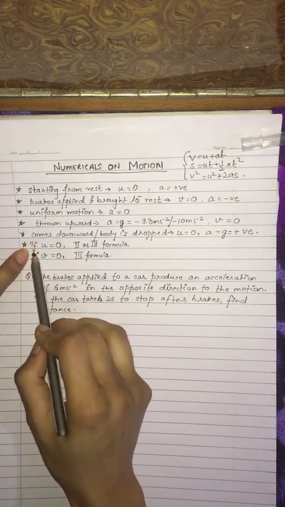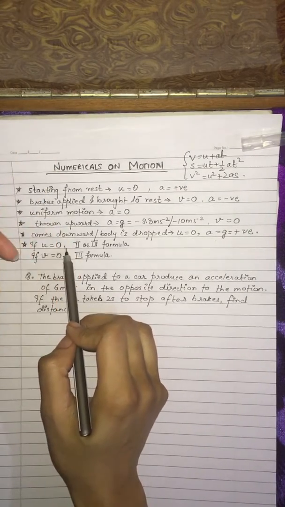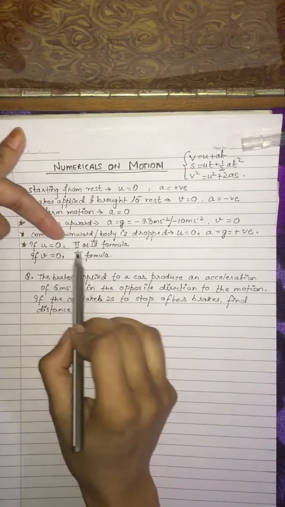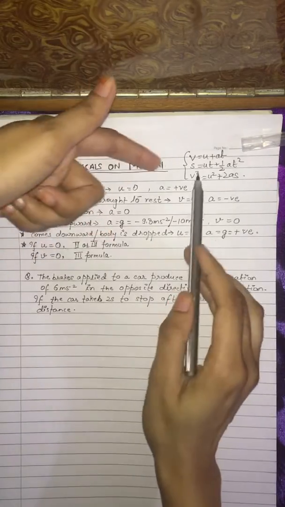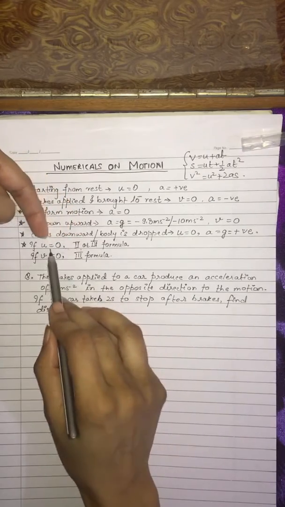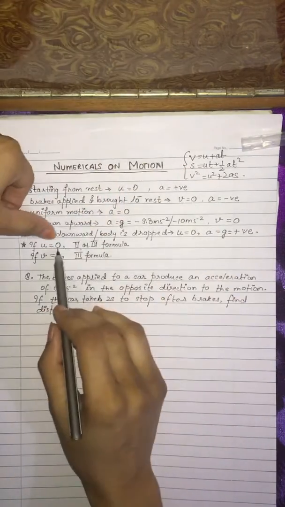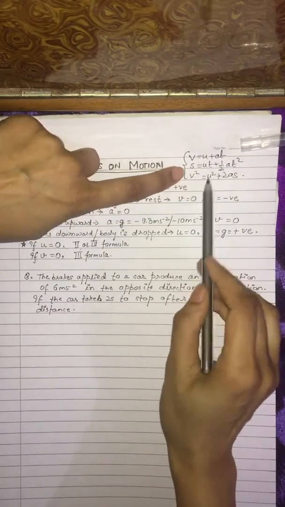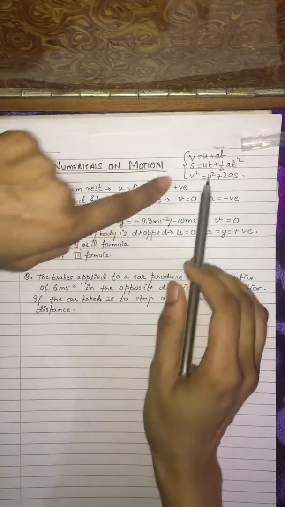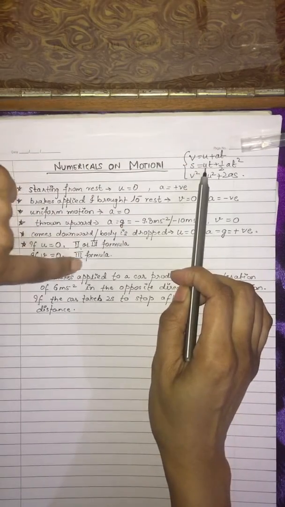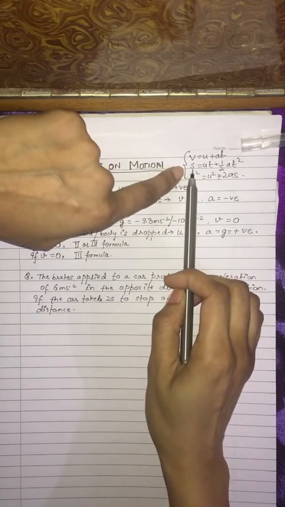And the last thing, if u equal to 0 in the question, then we will use the second or third formula in order to find the distance. Why? We can use the second or third formula, both, because u is in this formula also and u is in this formula also. So this is the trick that we use. Fine. You can use the second formula or third formula in order to find the distance.